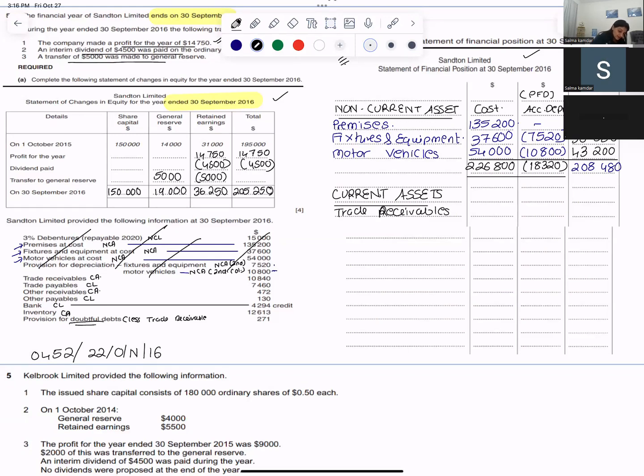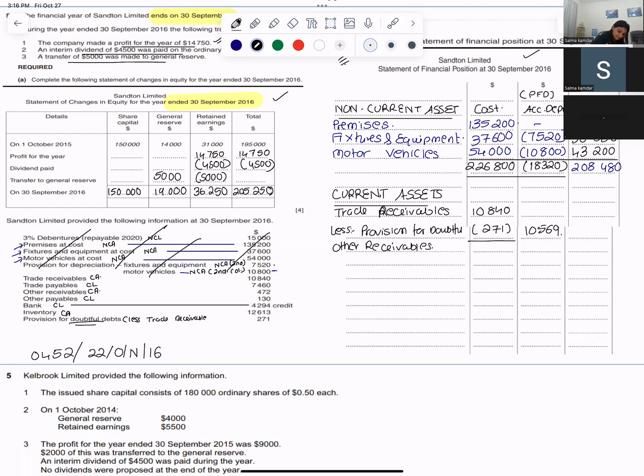You also have provision for doubtful debts, right? So from trade receivables, you will subtract the provision for doubtful debts, 271. So it's 10,569. After that, we do other receivables. How much is other receivables? 472.